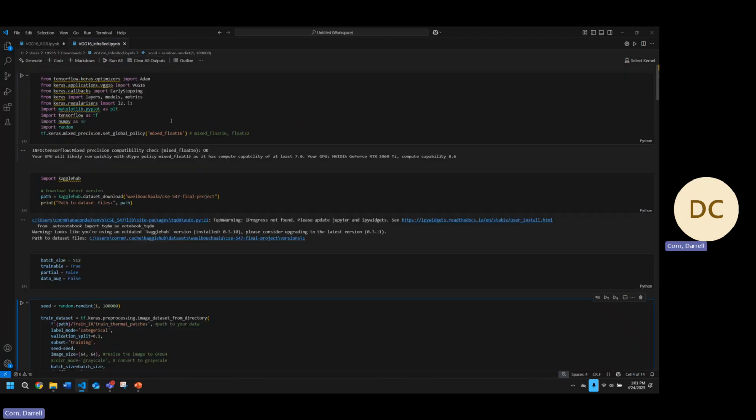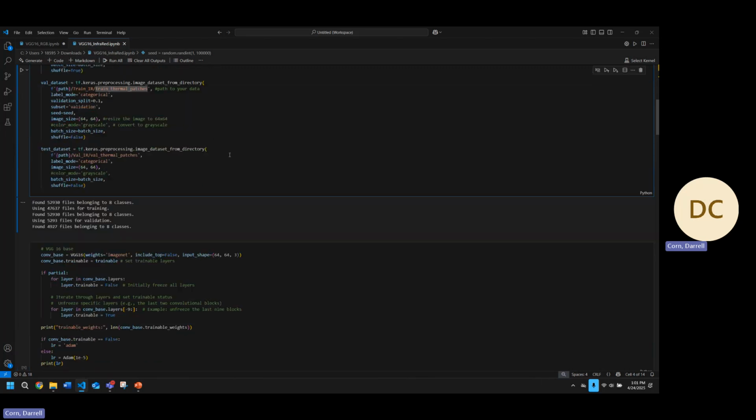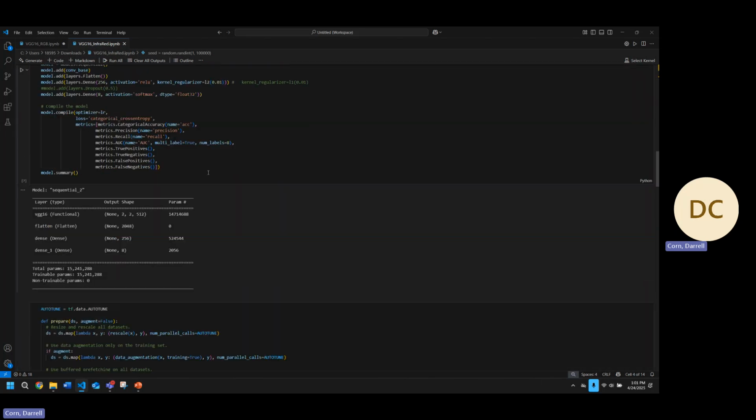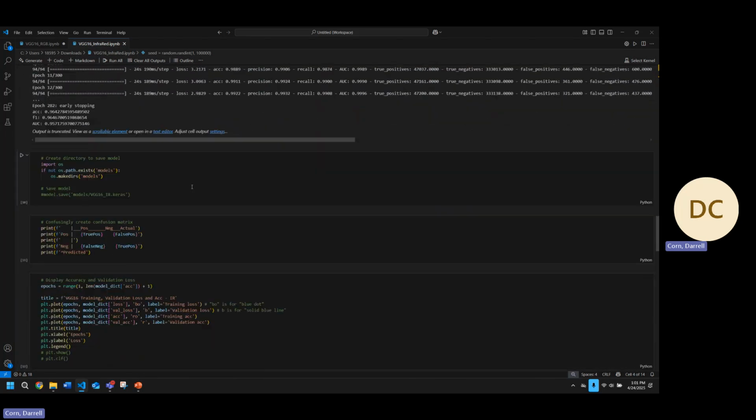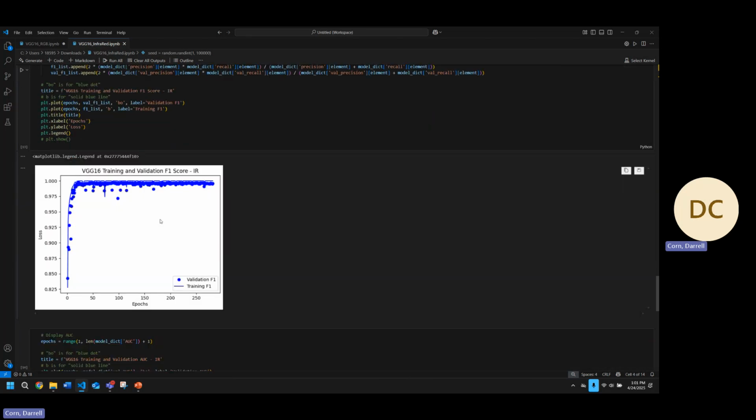For the infrared model, it's the exact same thing, really, except here I bring in the train thermal patches instead of the train RGB patches. And it's all the same after that. So nothing really to go through there. Except here the F1 model graph is working as intended.